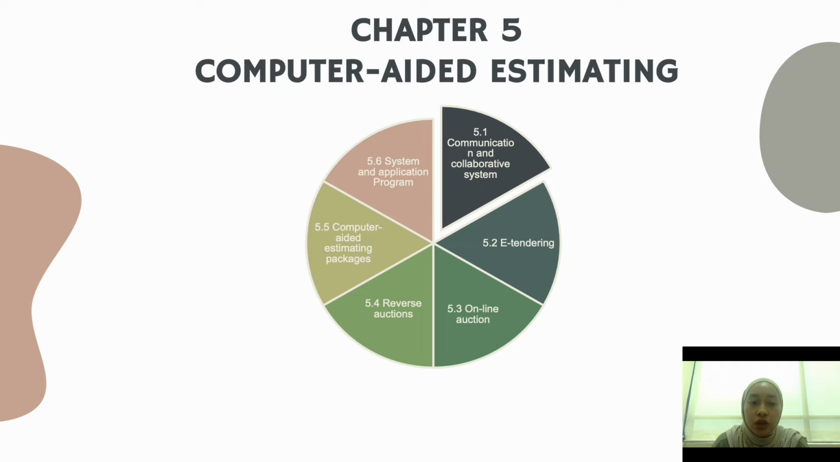Next is chapter 5, computer-aided estimating. In this chapter, students learn about communication and collaborative system, e-tendering, online auction, reverse auction, computer-aided estimating package, and system and application program. The benefits of computer assisted cost estimation system, of which there are two, are discussed in this chapter together with the cooperation system, which uses software and technology to allow people to cooperate and connect in digital space.